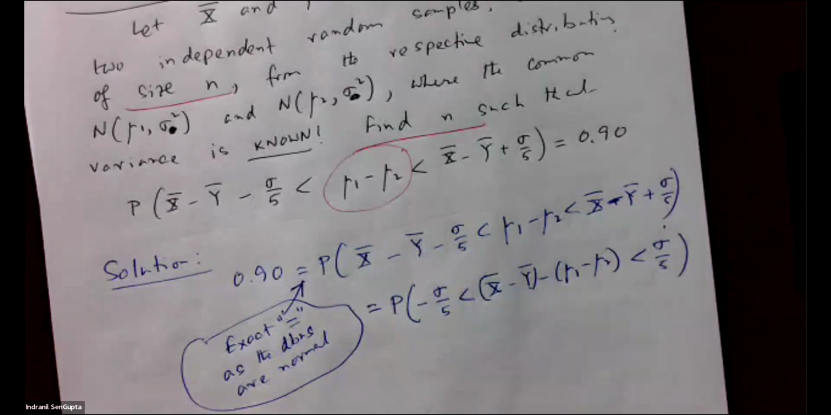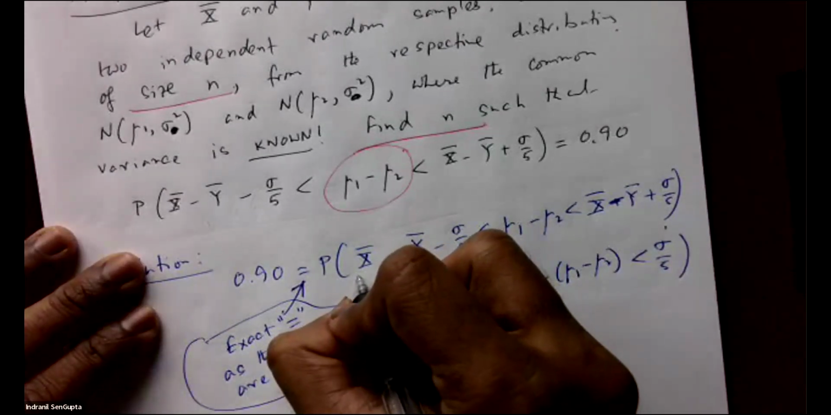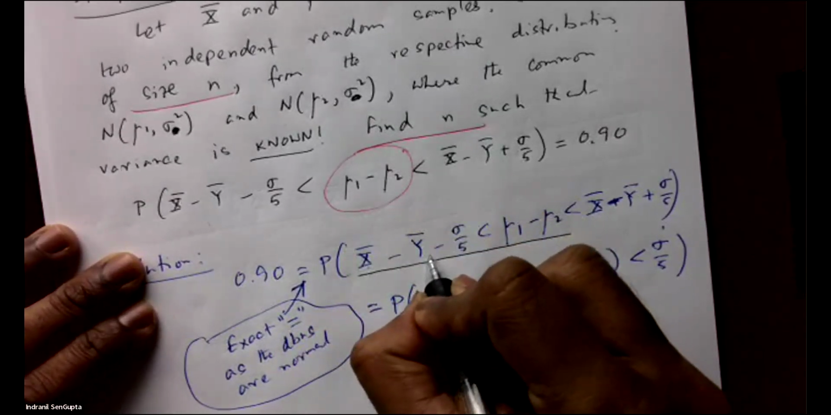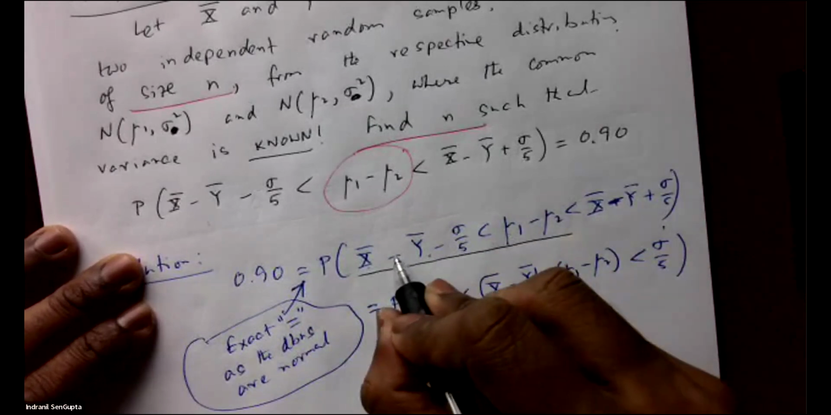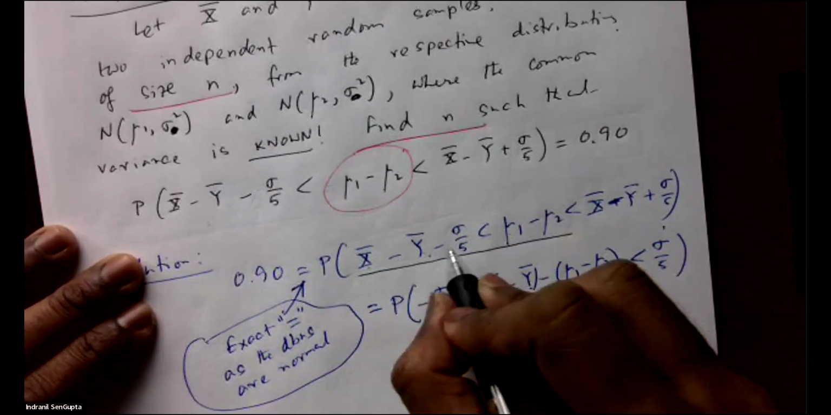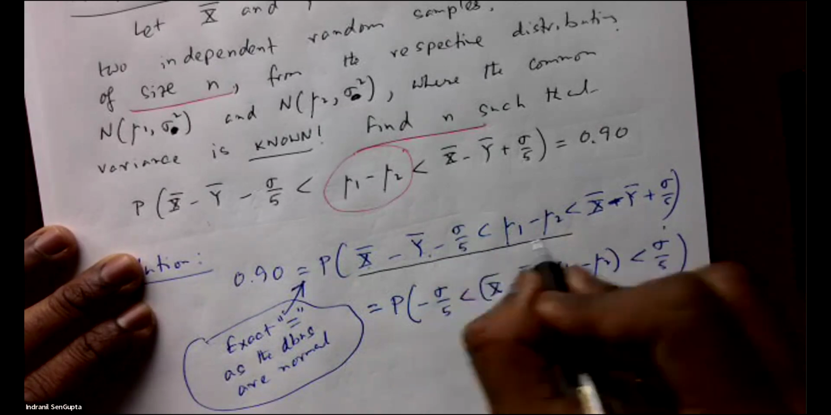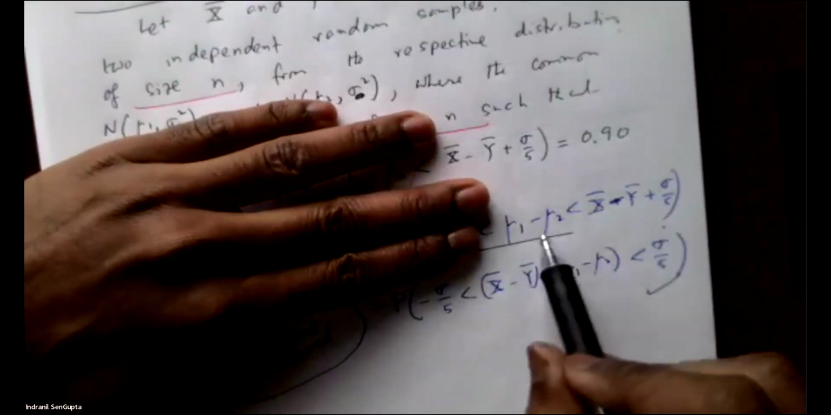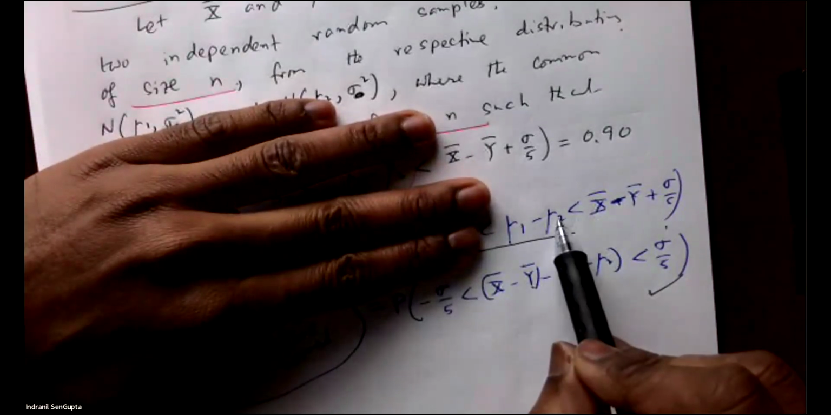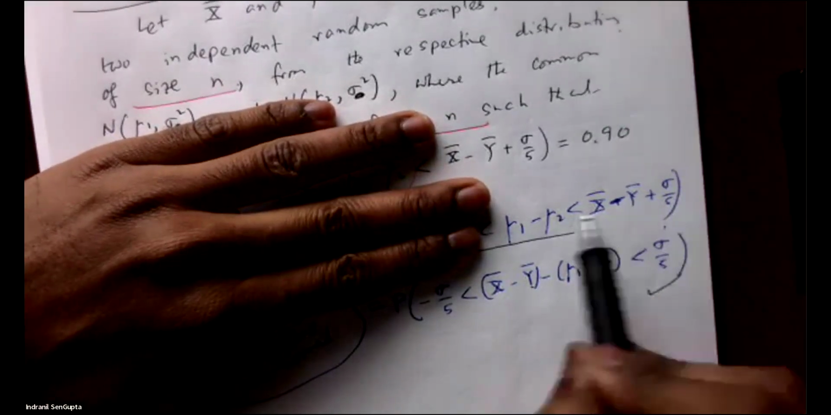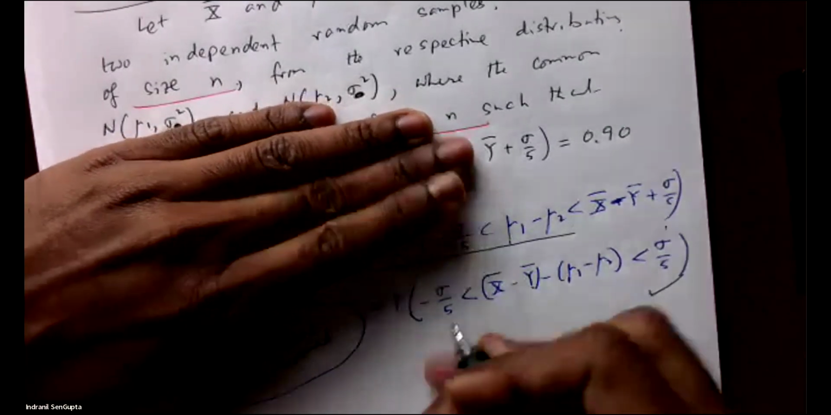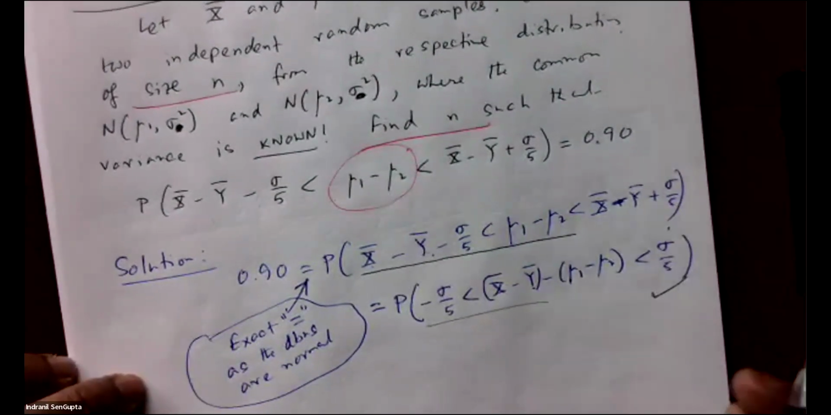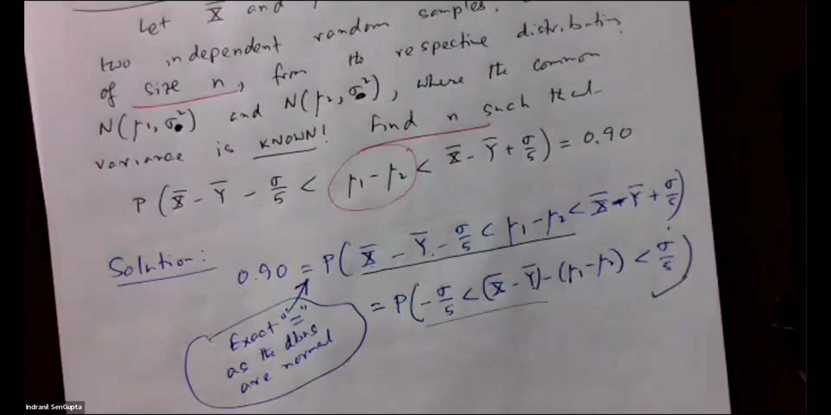So basically what I'm doing is, in order to do it, we look at the left inequality. It's x bar minus y bar, and if I move this mu1 minus mu2 here, it will be x bar minus y bar minus mu1 minus mu2 is less than sigma over 5. That's this part. And if you look at the right side, if we have this x bar minus y bar, and I move this here, it will be minus mu1 minus mu2, and it will be bigger than minus sigma over 5. So after some tweaking, you can get that. And that means we have the following.